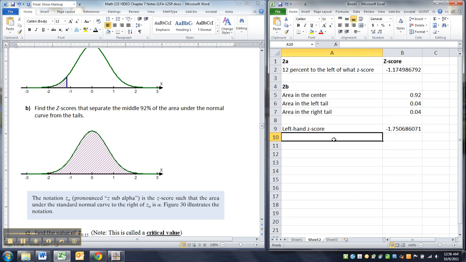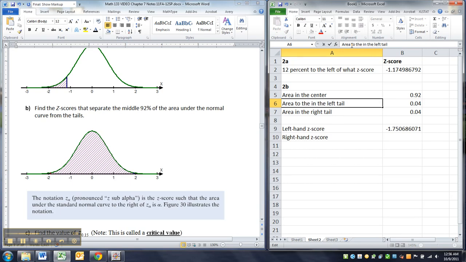Now we all know what the right hand one's going to be, right? Hopefully, since the curve's symmetric, right? But I want to find it for you. I want to show you a couple things. So this is, let me be a little more clear up here. This was the area to the left of the left hand z. Does that make sense? So there's a left hand z on the left and there's a right hand z on the right, and we found the area to the left of the left hand z. Now I know that the area to the right of the right hand z is the same, but let me back it up and let me do the area to the left of the right hand z.